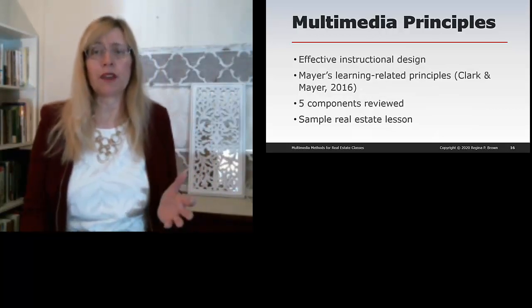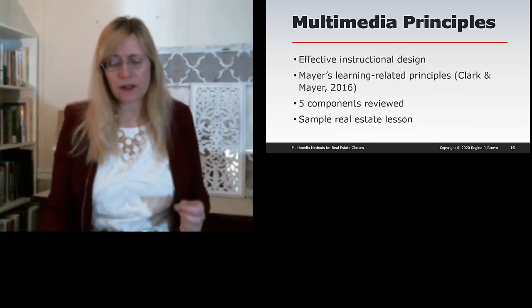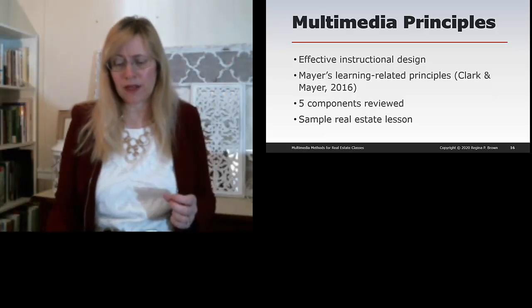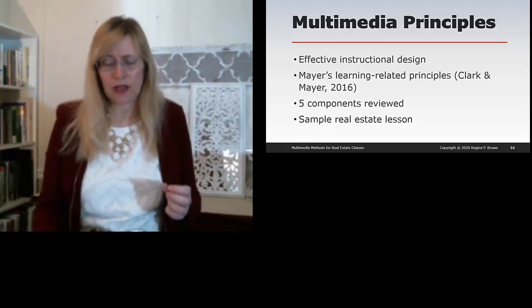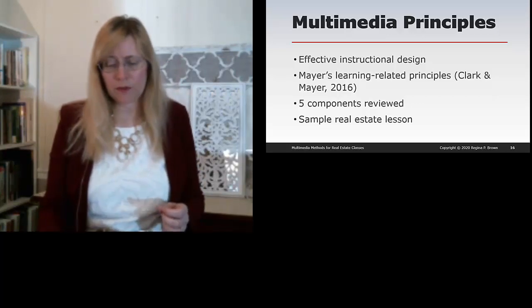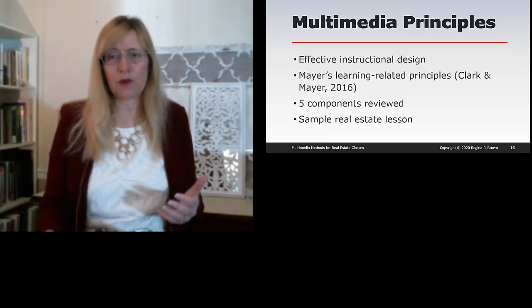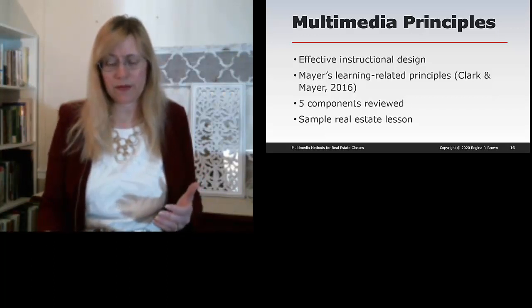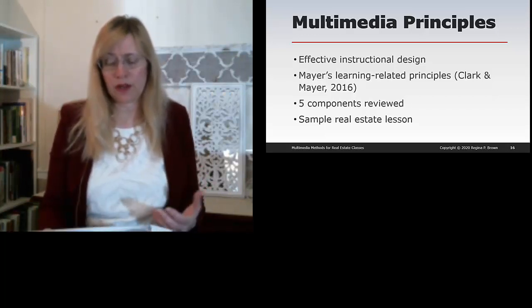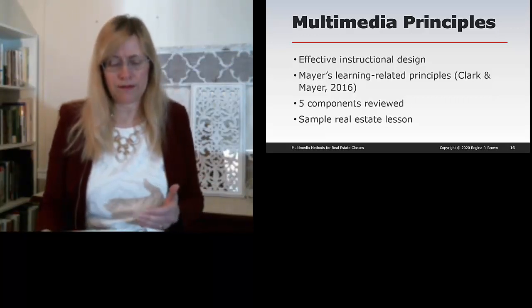Now let's talk about multimedia principles and how they fit in. Effective instructional design with multimedia follows basic principles. They're researched and reviewed in the literature. Mayer's principle of multimedia learning is that people can learn more deeply from words and pictures together. That's in McGraw-Hill 2020. Than from solely the words alone.